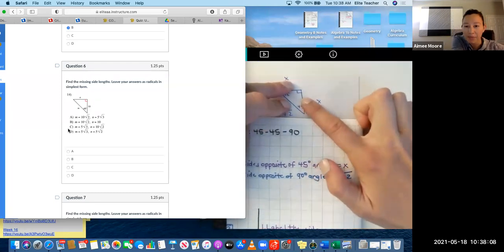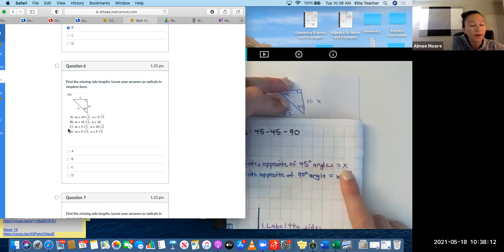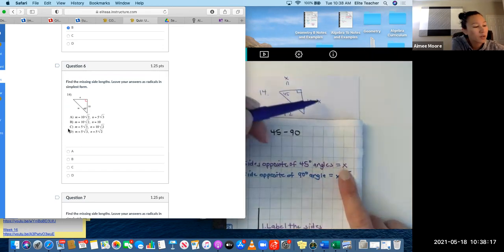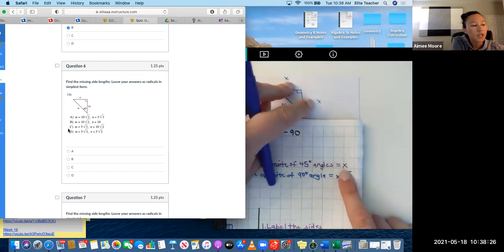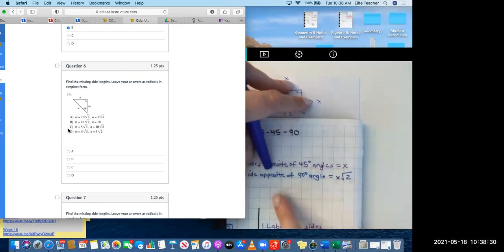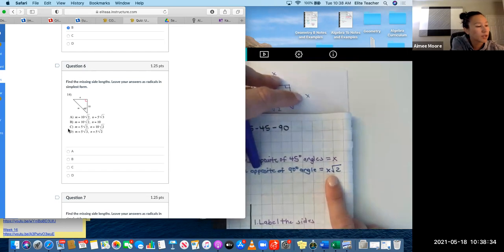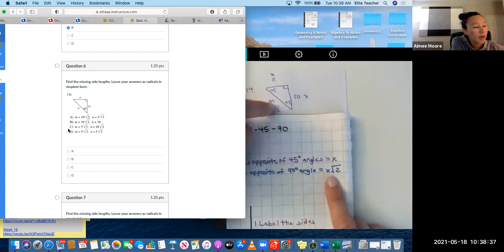So ignore that, and you're just labeling the sides opposite of the 45-degree angles x. They gave us this 45-degree angle, which means this side is x. And then this is also a 45-degree angle, so this side is x. Do you understand why I labeled those x? Yeah. Okay. And then the side opposite of the 90-degree angle is x times the square root of 2. So our hypotenuse right here is x times the square root of 2.